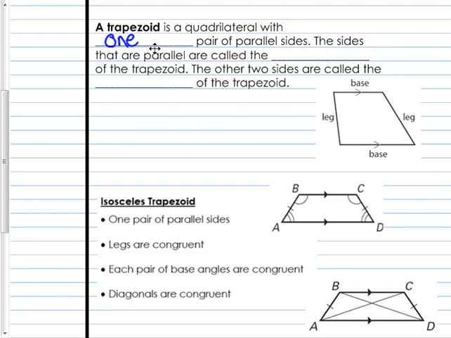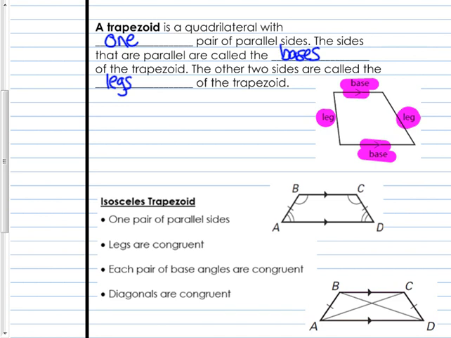The sides that are parallel are called the bases of the trapezoid, and the other two sides are called the legs. Okay, so we have the bases, and as you can see, they're parallel to each other. And then we have the legs. They're the other two pieces. They're not parallel to each other.